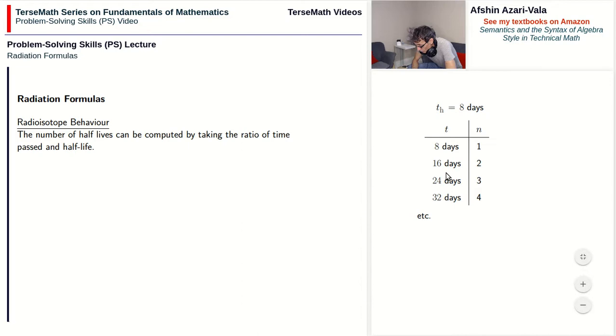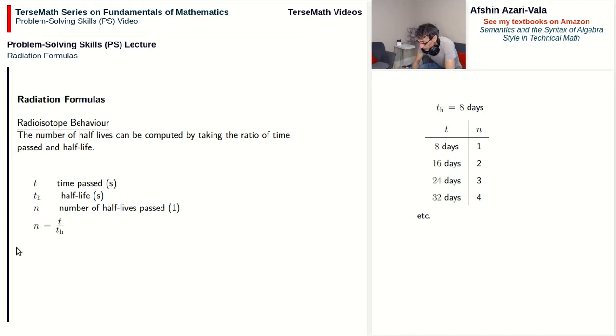If 16 days go by, we end up with 2 half-lives. That would be 2 of these. 24 days correspond to 3 8 days, or 3 half-lives. 32 days becomes 4 half-lives. And you notice in all cases you can find n if you divide t, total time passed, by the half-life. 8 divided by 8 is 1. 16 divided by 8 is 2, and so on. So the formula that relates the number of half-lives, time passed, and the half-life is n is equal to T over Th.